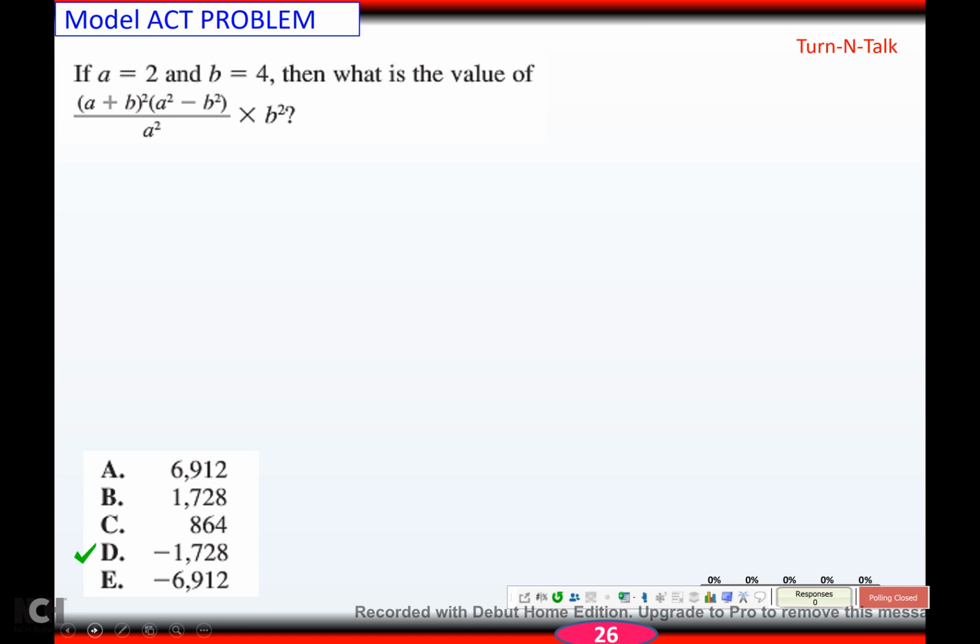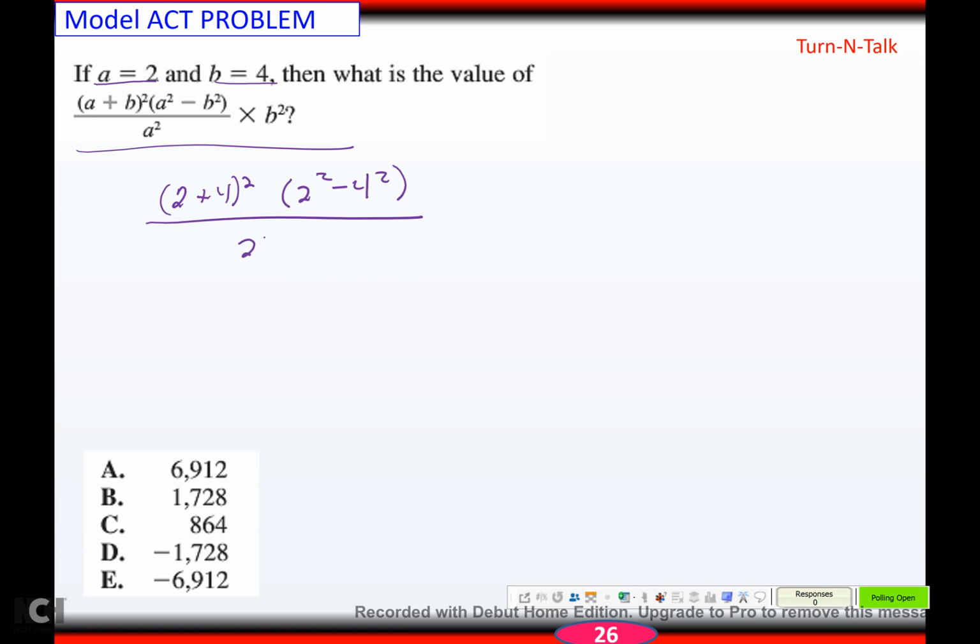This says if A equals 2 and B equals 4, then what is the value of that expression? Well, anytime they're telling you values of letters and then they give you a problem with letters in it, they're telling you to replace the letters with those numbers. So anywhere I see an A, I'm going to put a 2. Anywhere I see a B, I'm going to put a 4. So if I recopy this, it's going to say 2 plus 4 squared times 2 squared minus 4 squared all over 2 squared times 4 squared.